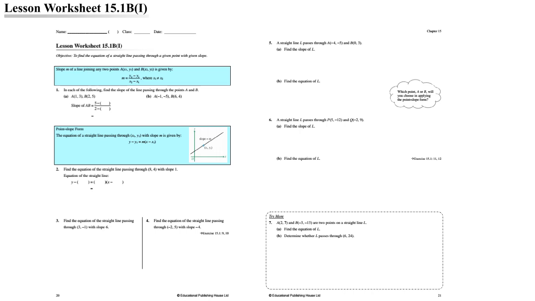About equation of straight line, you have this worksheet, 15.1b, and then they give you some notes, which is the slope is calculated like this, and also the point-slope form. That means if we give you a point, and we also give you a slope, then what is the corresponding equation for this straight line?